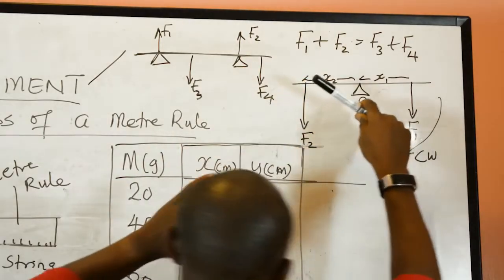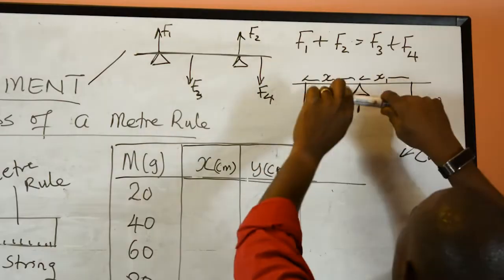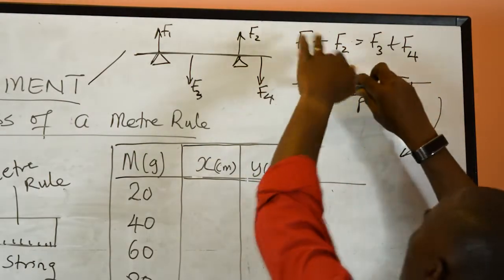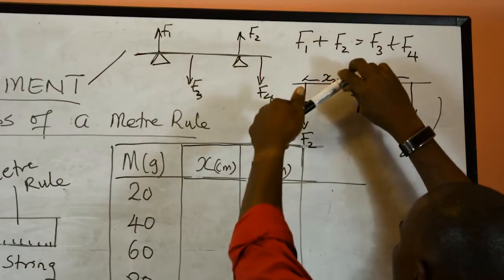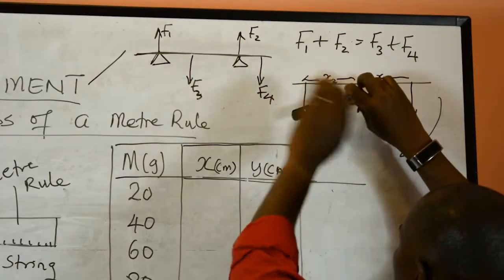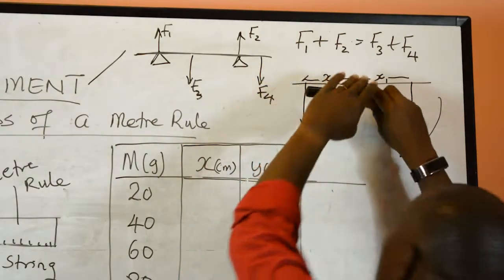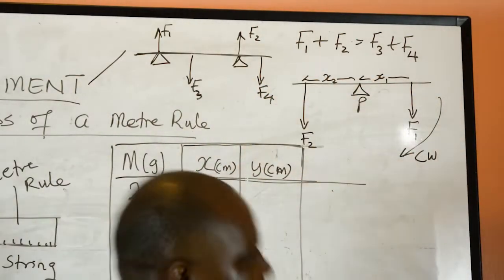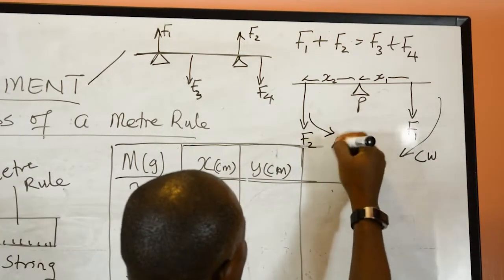Now, if I want to also maintain horizontal equilibrium according to my principle, this clockwise turning moment must be equal to the anti-clockwise turning moment. This other force is moving this way. If I move it this way, it's going to be anti-clockwise. So the clockwise turning moment must be equal to the anti-clockwise turning moment about that point called the pivot. So now I want to state that this is clockwise, this is anti-clockwise.